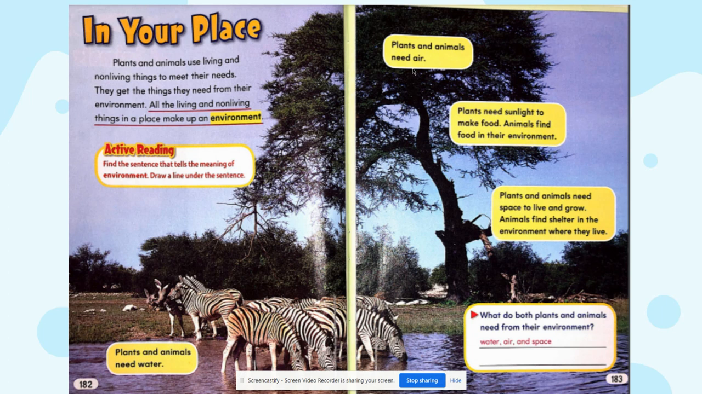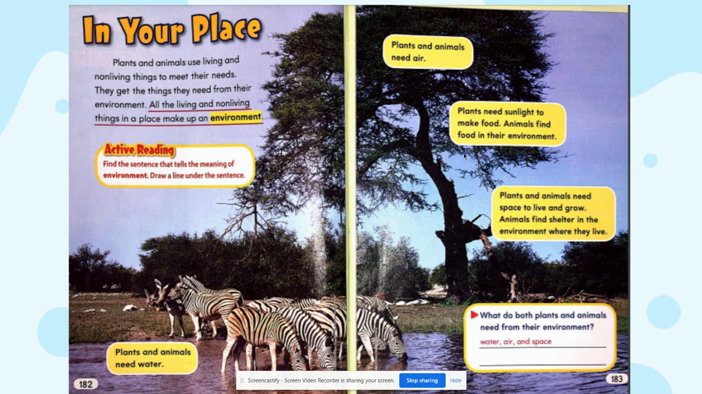So that is another thing that both animals and plants can find in their environment. Let's see, by looking at the third box, it says plants need sunlight to make food. Animals find food in their environment. Remember that sunlight is a plant's basic need, but it is not a basic need for animals. Animals don't really need sunlight. Plants are the ones that need sunlight, and plants need sunlight in order to make food.